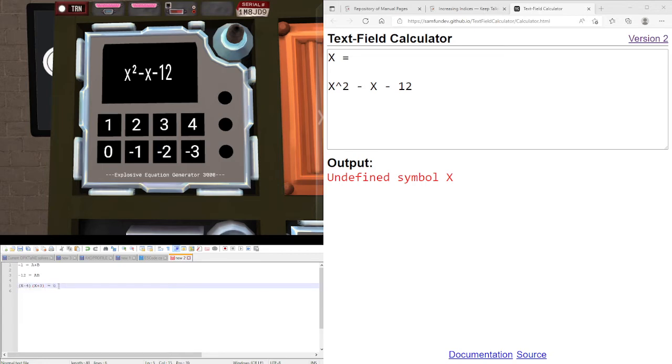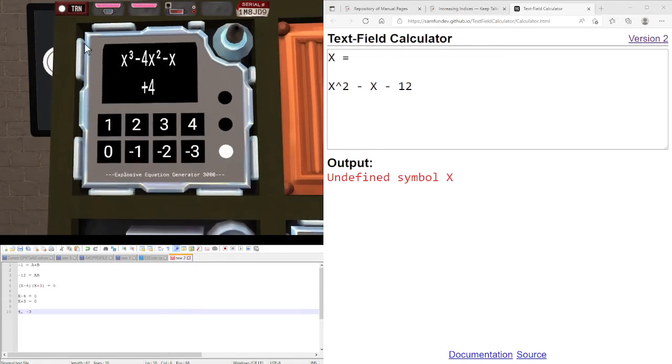So now setting this equal to 0 is slightly easier because we now know that either x minus 4 has to equal 0, or x plus 3 has to equal 0, meaning our roots are 4 and minus 3. So let's press them. And we move on to the next one.